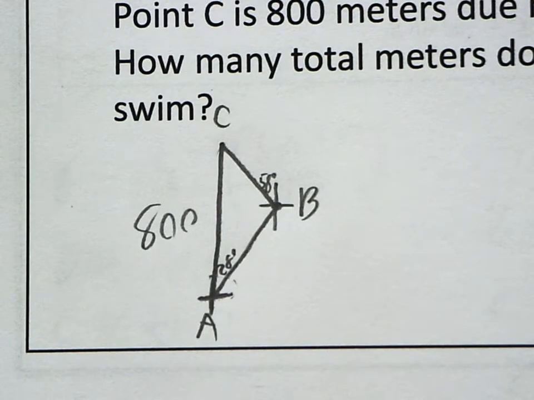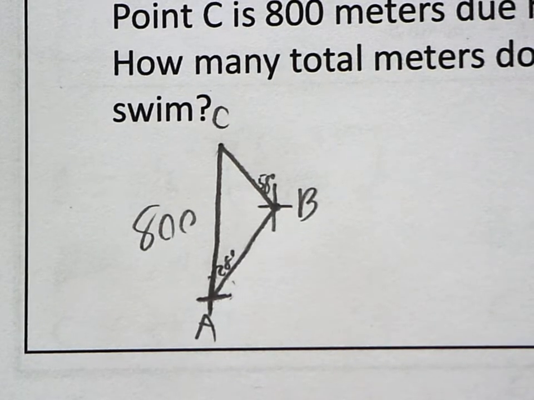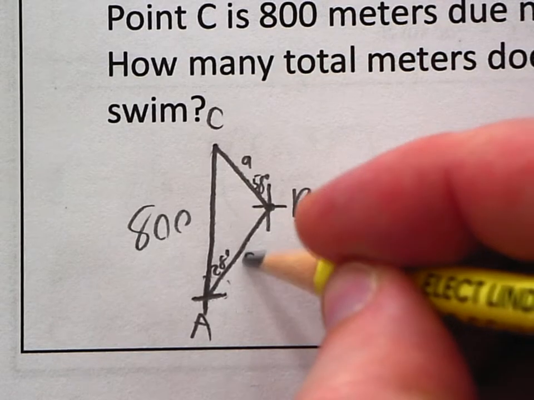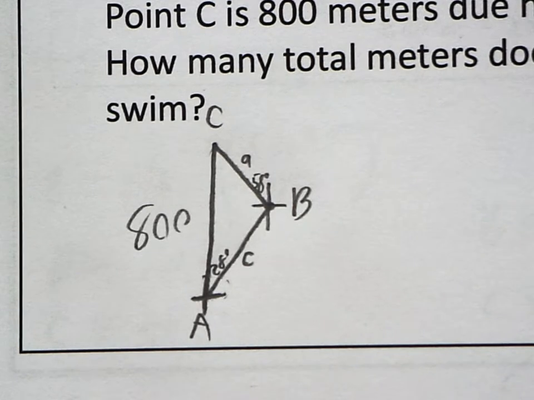So, what do I need to find? How many total meters does the person swim? I'm going to find both of the other two sides that we don't already have. So I'm going to label those. If this is A, that means this is side A. If this is C, angle C, this is side C. Okay? So how do I go about finding those?